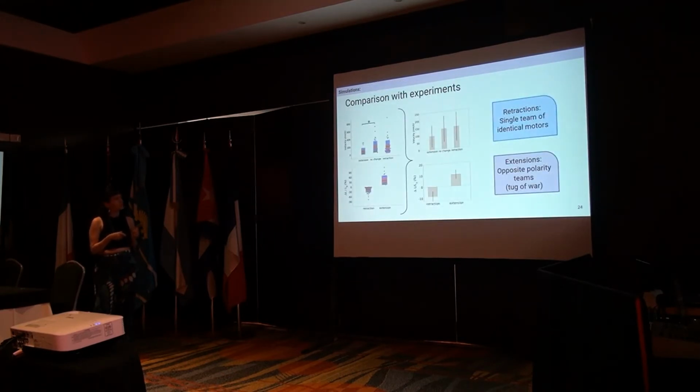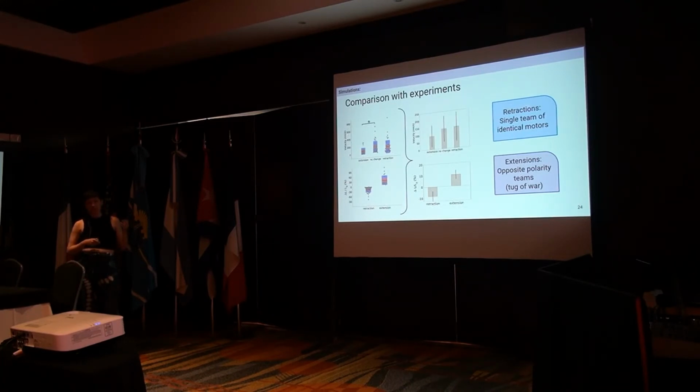So we can compare this with experiments. We could reproduce the results from the experiments of FCEyN. What we had is that extensions have less mean velocity than the other cargos. And so we can infer from this that mitochondria that retract are probably carried by a single team of identical motors, and mitochondria that elongate are probably engaged in this tug of war between both kinds of motors. So they have a low mean speed and they extend.